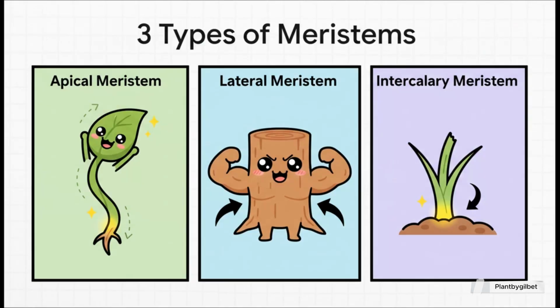And of course, plants have different construction zones for different jobs. Apical meristems are all about primary growth. That's making the plant taller and the roots longer. Lateral meristems, on the other hand, handle secondary growth, making the trunk and branches get thicker and wider over time. And then you've got intercalary meristems, which you find at the base of stems and leaves. They're why grass, for example, can grow back after you mow it.